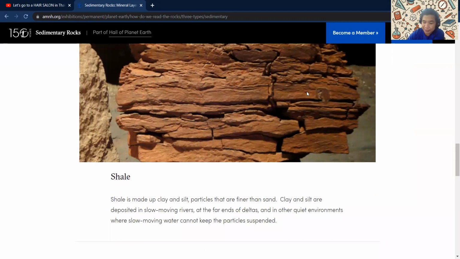Shale is made up of clay and slate, particles that are finer than sand. Clay and slate are deposited in slow-moving rivers at the far ends of deltas and in other quiet environments where slow-moving water cannot keep the particles suspended.